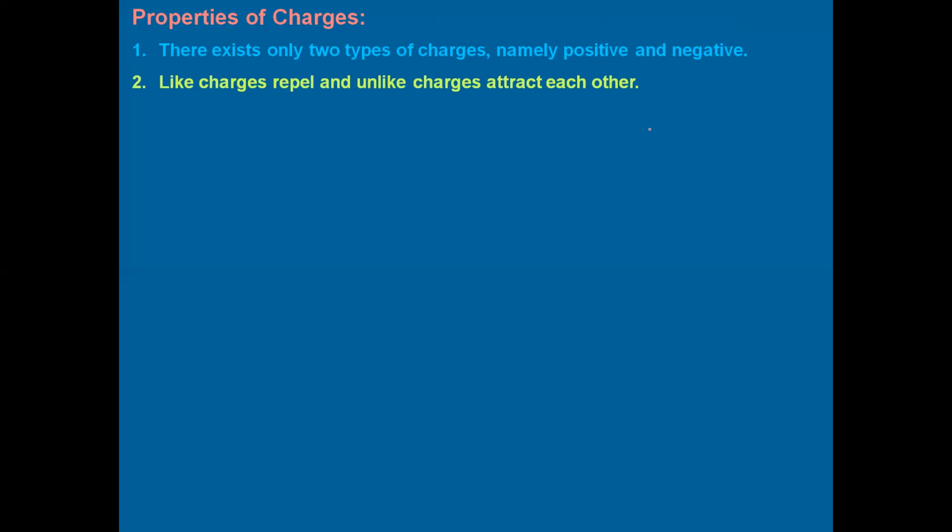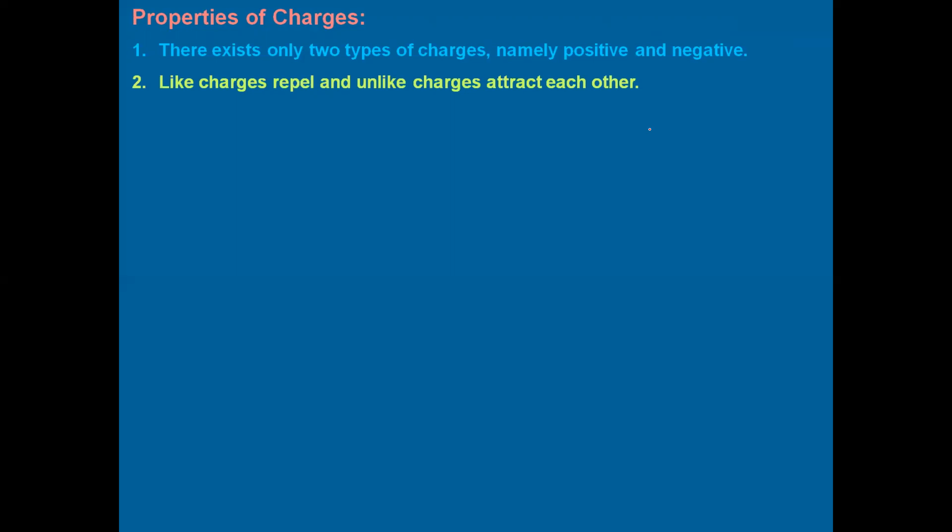Let us look into what are the properties of charges. As we all know, there exist only two types of charges, namely positive and negative charge. The second property is that like charges will always repel each other and unlike charges will always attract each other.